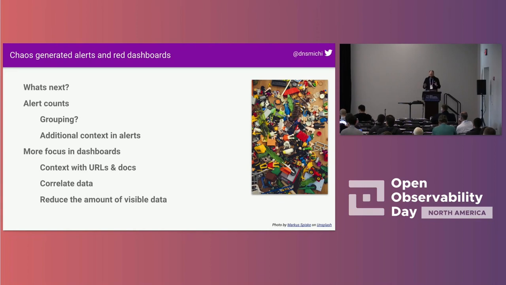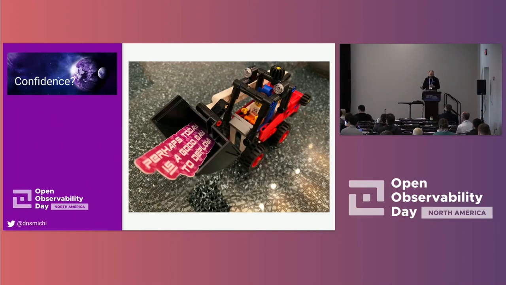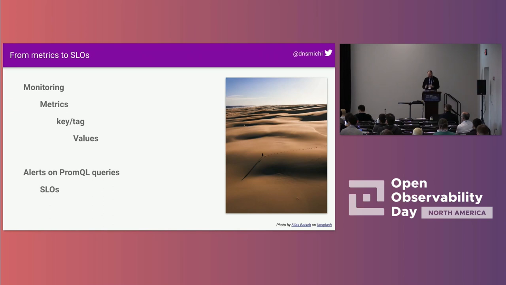The thing is, now that we have generated some alerts and have potentially some red dashboards or something, maybe optimize or think about optimizing the alert counts, think about grouping additional context in the alerts, also focusing on the dashboard, so using what is already available, correlating data, and also often reducing the amount of visible data so that teams who are getting paged potentially at 3 a.m. in the morning really need to see what's going on and how to fix it fast, because otherwise it's really not fun. So how to gain confidence in that regard, we can use the metrics from Prometheus, for example, define the alerts as a PromQL query and have the service level objectives.